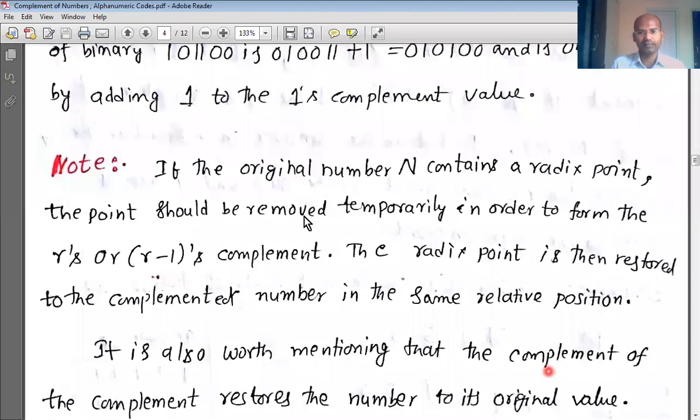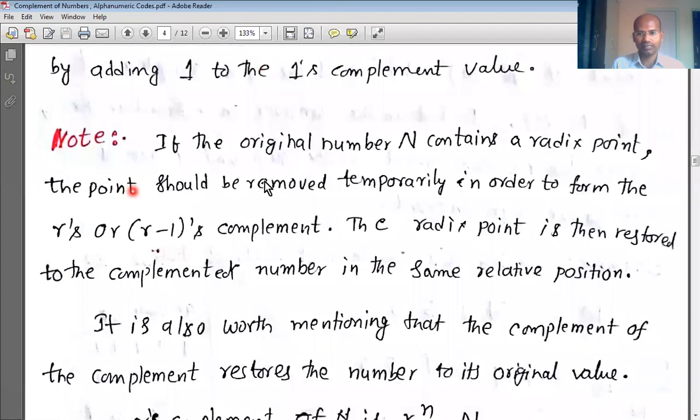Now next look at the note. This is important. If the original number n contains the radix point, like 234.97 or 23.47, then how do you find out the 9's complement or 10's complement or 1's complement or 2's complement and so on? If the original number n contains a radix point, the point should be removed temporarily. You temporarily remove that point in order to form the r's complement. The radix point is then restored to the complemented number in the same relative position.